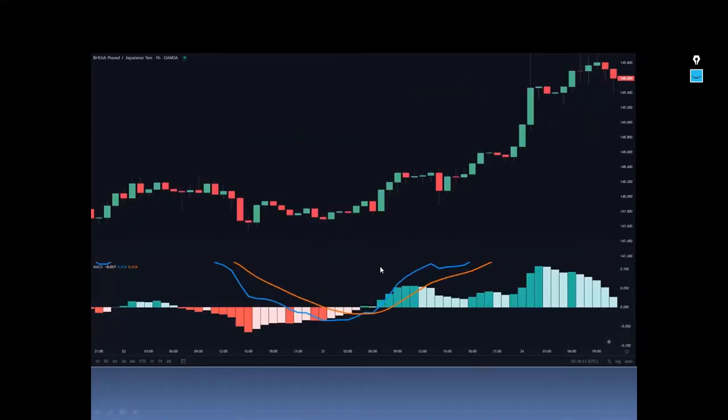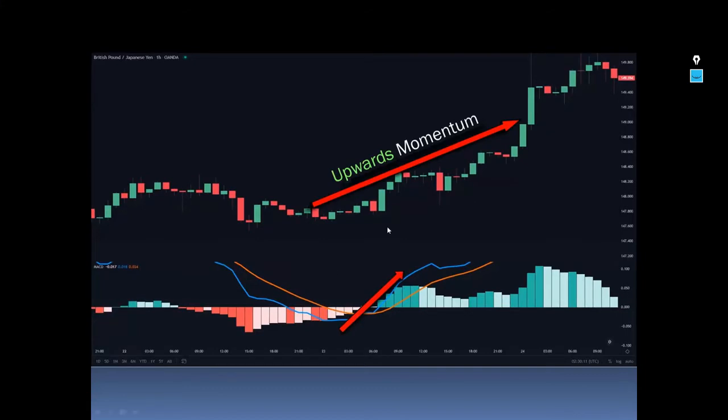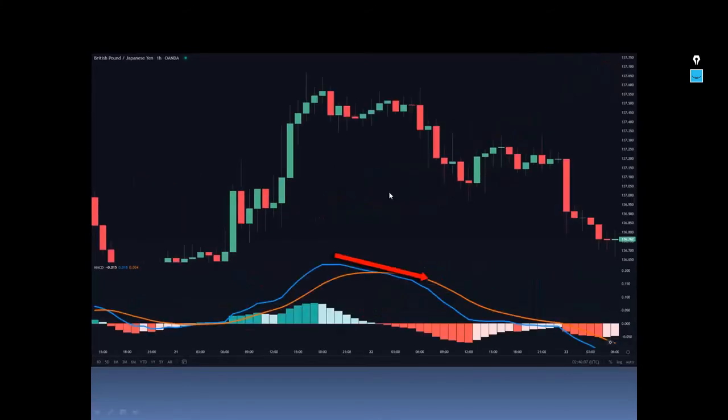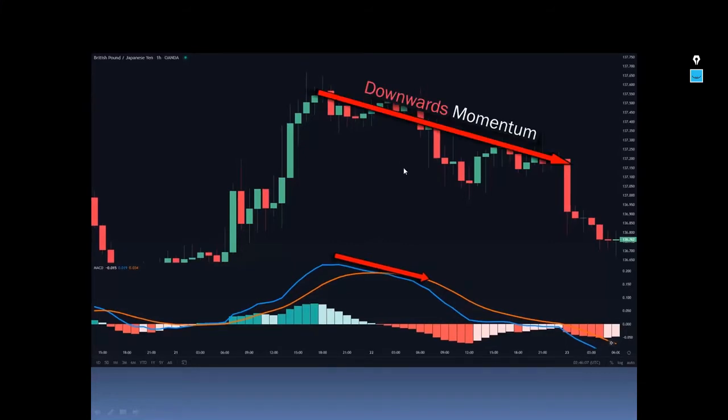All right, if the line, for example here, crosses above the signal line, it indicates that the market is on upward momentum. And if it crosses downward, it means we have the downward momentum. Okay, so the downward momentum exists.